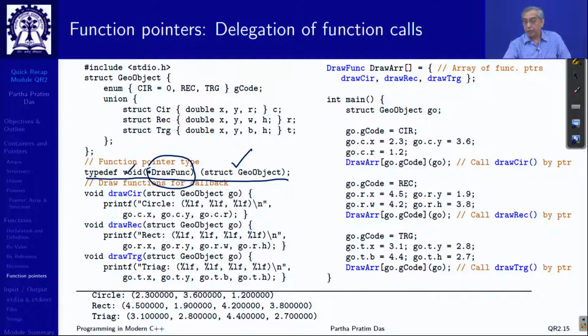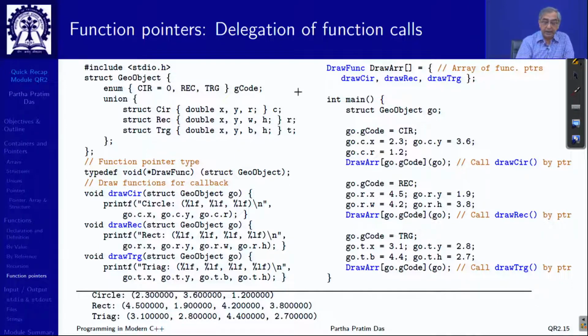So, if you read through this carefully, you will see that here is a union of different geometric objects. Here is an enum which actually remembers which type of geometric object has been stored here, whether it is a circle, a rectangle or a triangle. And then we have some draw code. This is not real drawing code, rather in the name of drawing a circle I am just printing the values of the circle and so on and so forth.